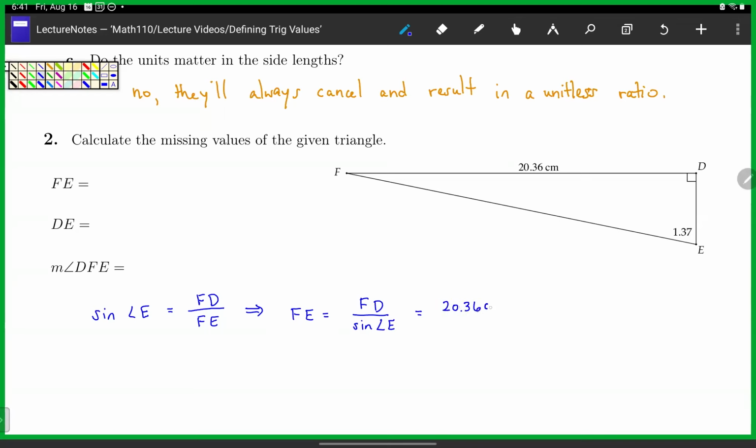20.36 centimeters divided by sine of 1.37. And that 1.37, since it is unitless, it is in fact given to us in radians. So I'm going to use a calculator and make sure that it is set to use radian mode. And when I do that, I get approximately 20.78.